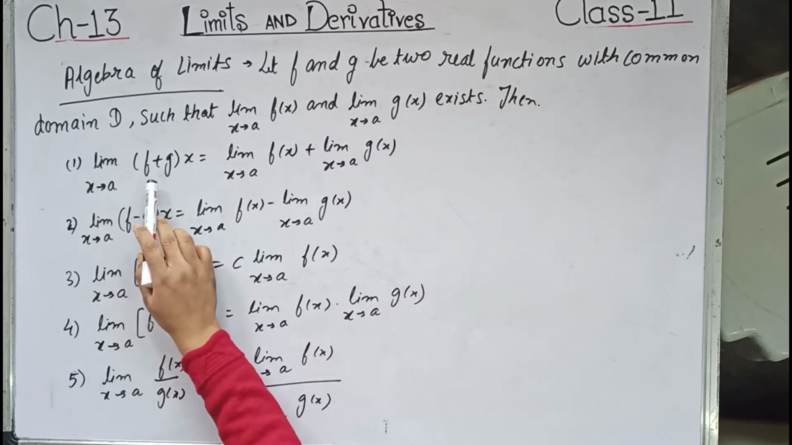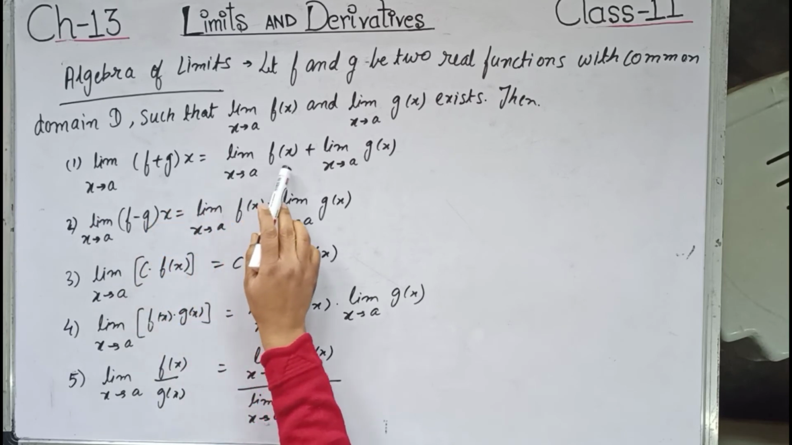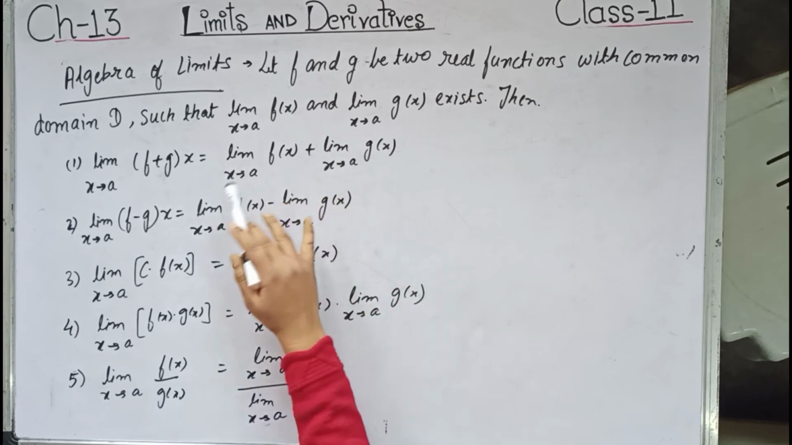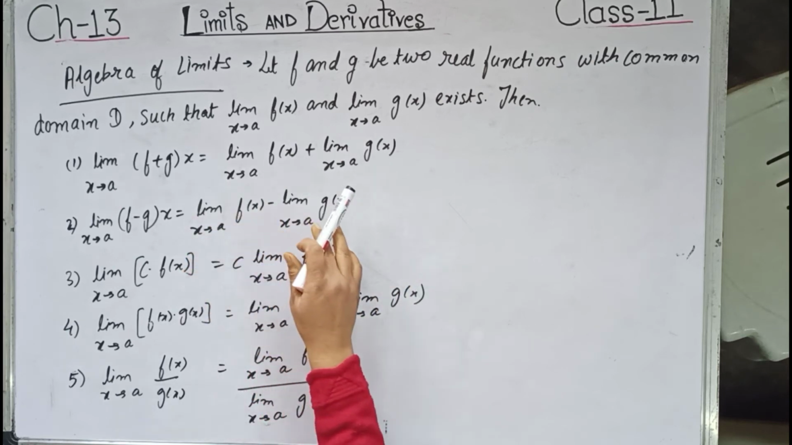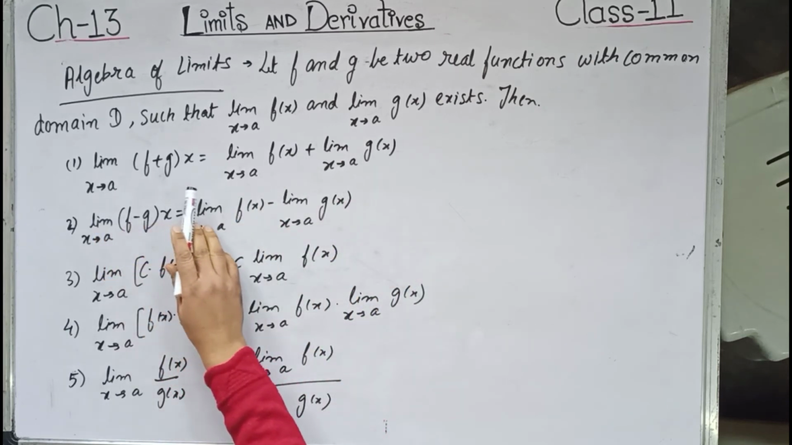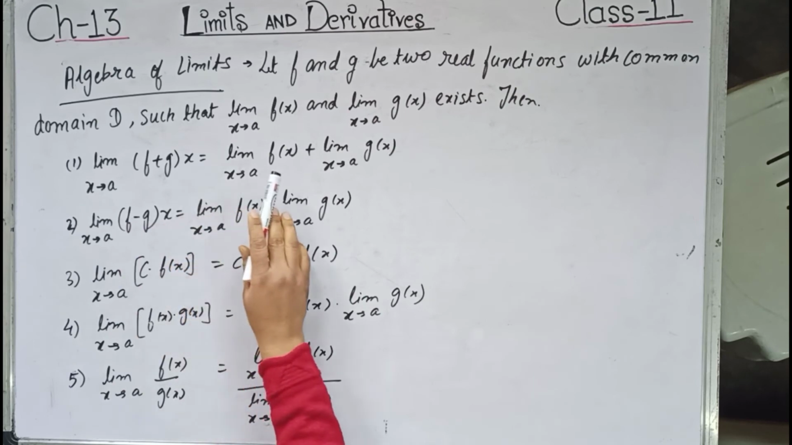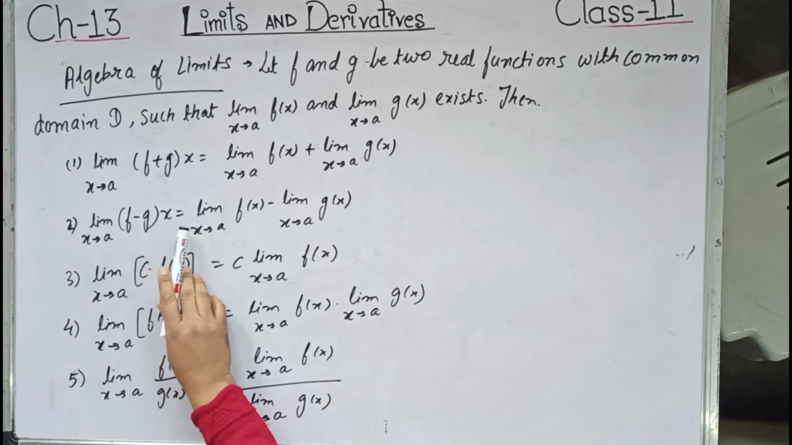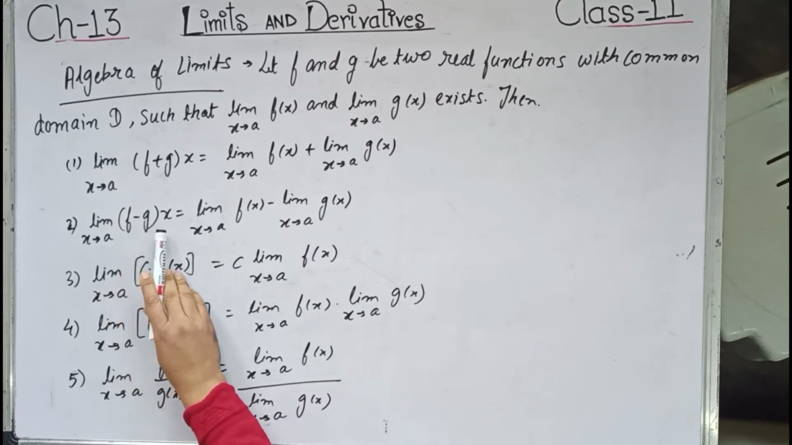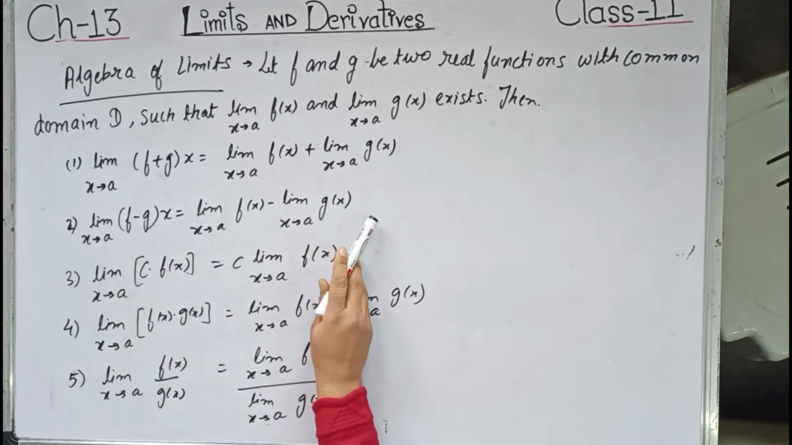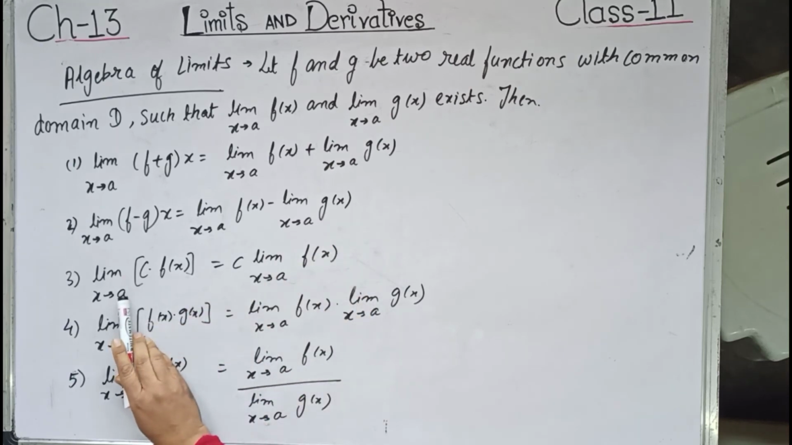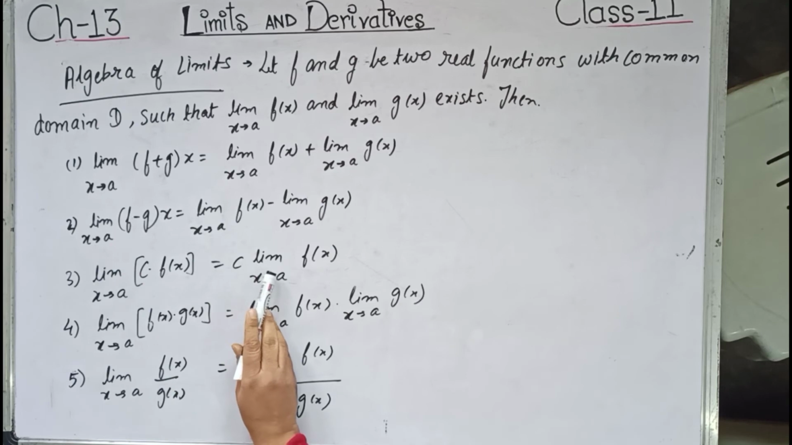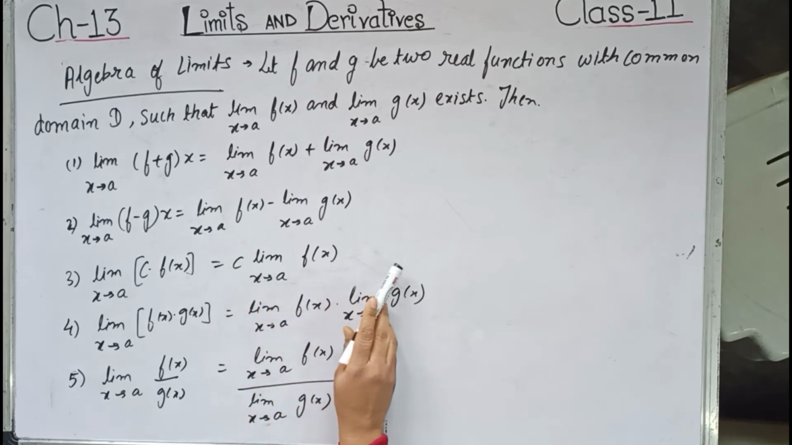Limit x tending to a of f plus g(x) is equal to limit x tending to a f(x) plus limit x tending to a g(x). That is, in words we can say that the limit of the sum of the two functions is equal to the sum of the limits of the two functions. Number 2, the limit of the difference of the two functions is the difference of the limits of the functions. Third, the limit of the product of a constant and one function is equal to the product of that constant and the limit of the function.